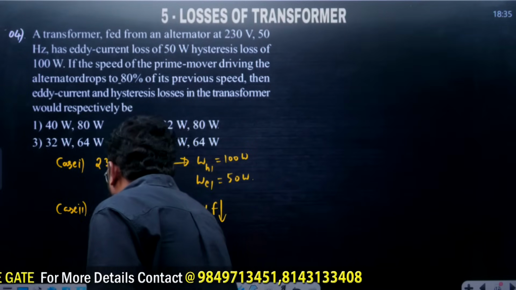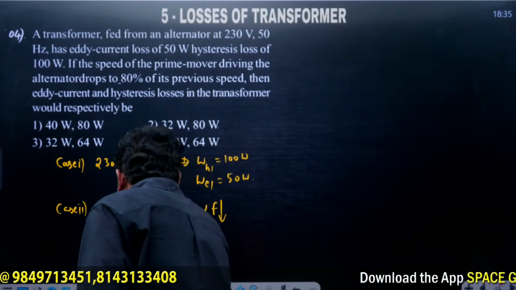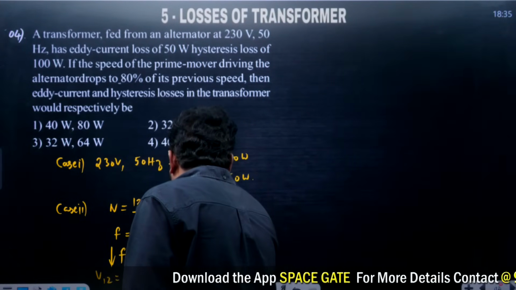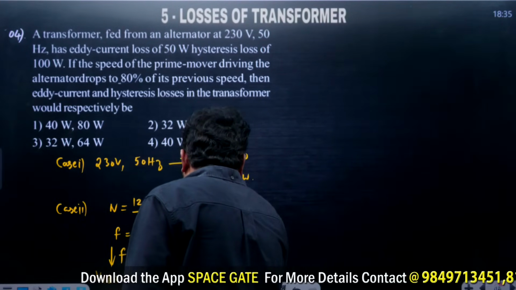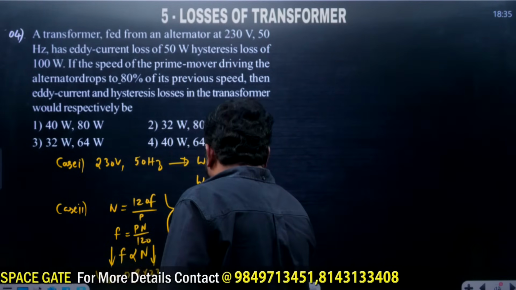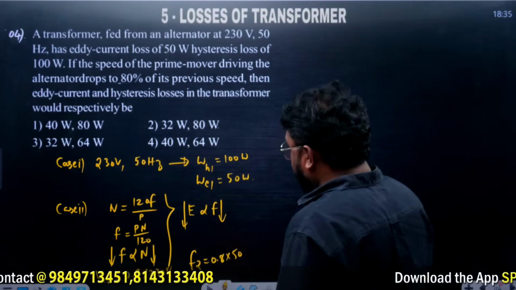So it means that here V2 is equal to 0.8 times 230 volts and F2 is equal to 0.8 times 50 Hz.